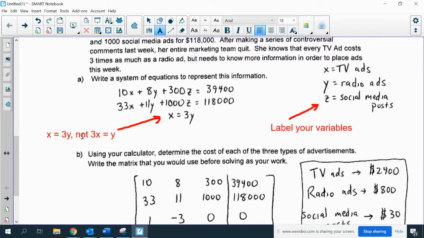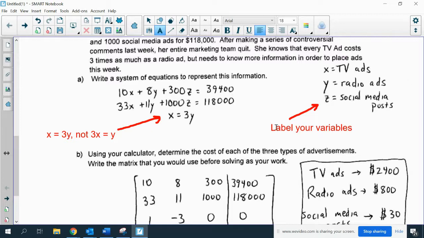We had numerous occasions where people put 3x equals y. That would indicate that the radio ads are actually 3 times the amount of the TV ads. Because remember, if the TV ads are bigger, they have a larger value. Then what that means is the other variable has to be multiplied by 3, because the other variable would be smaller. So in order to make it equal to something that's larger, you have to multiply it by a value.